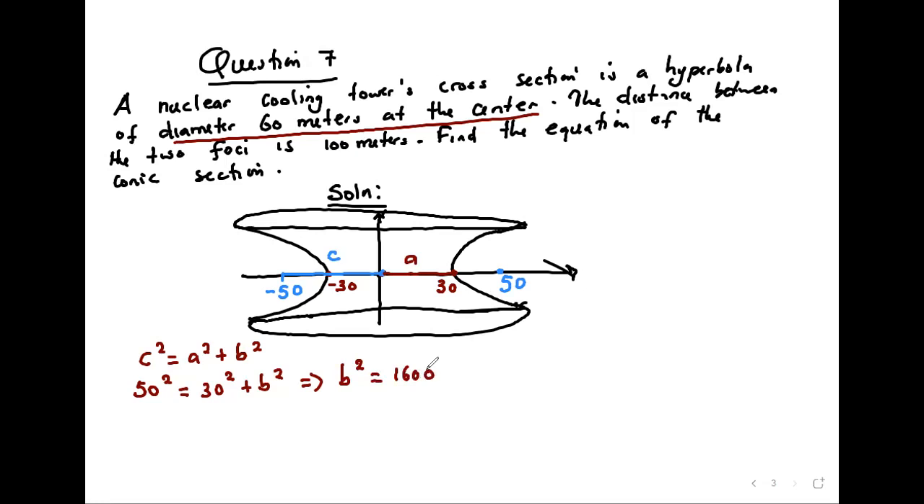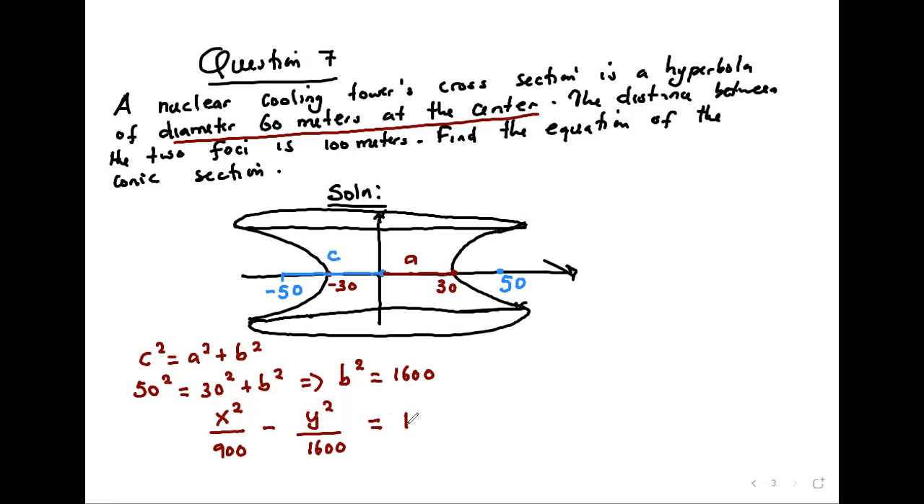And as you can see, this is on the x-axis. So let's have x squared over a squared, which is 30 squared, that is 900, minus y squared over b squared, which is 1600, equal to 1. And we are asked to find the equation of the conic, and here it is found.